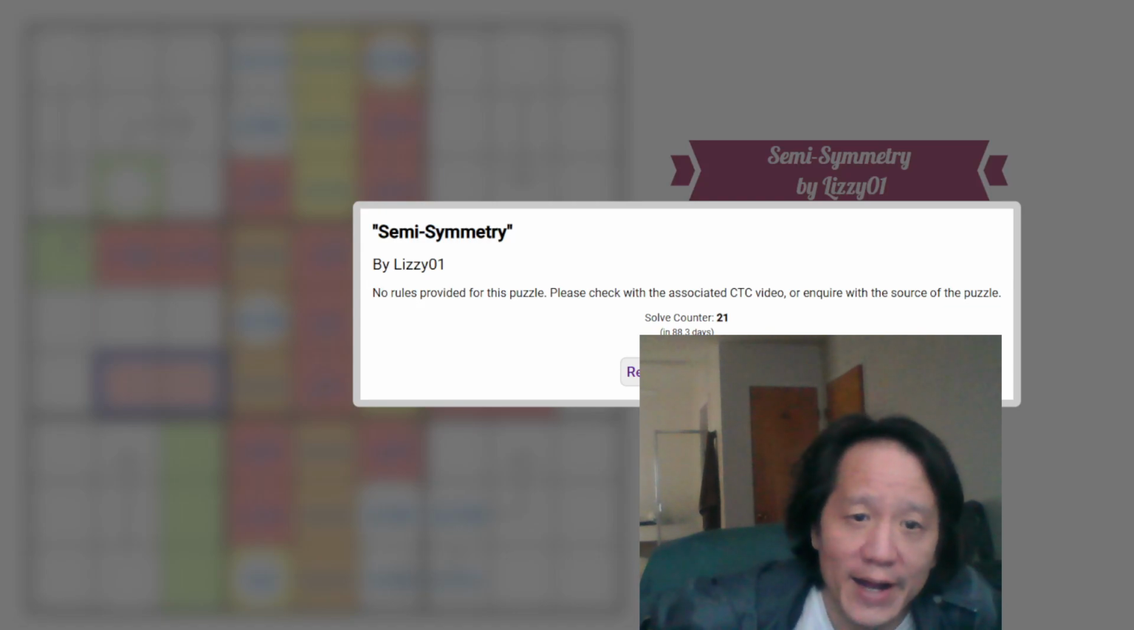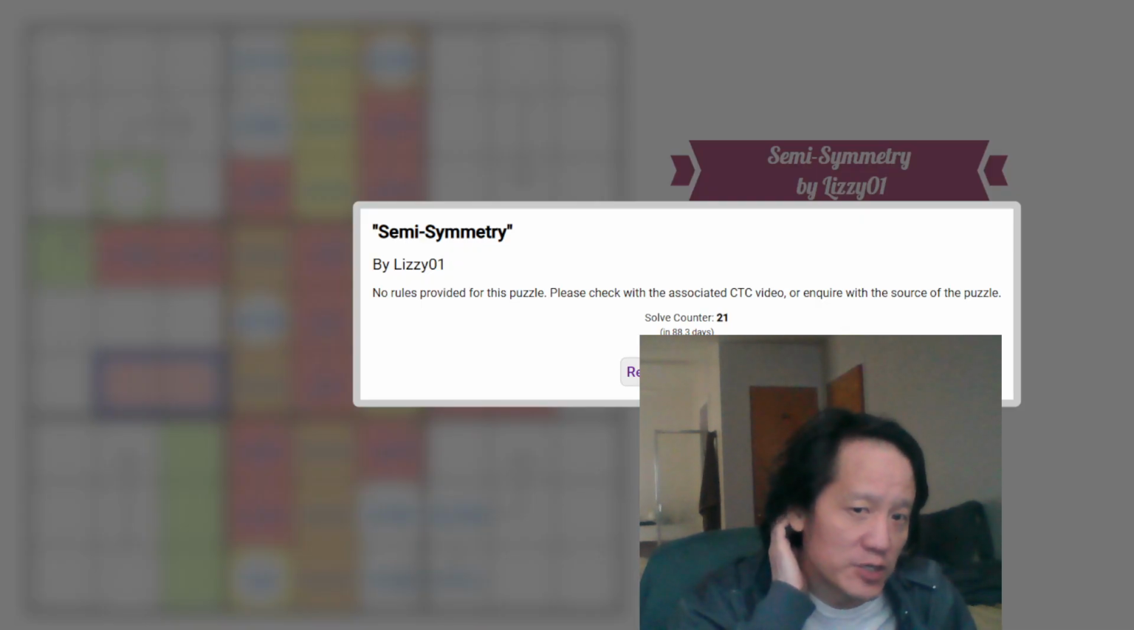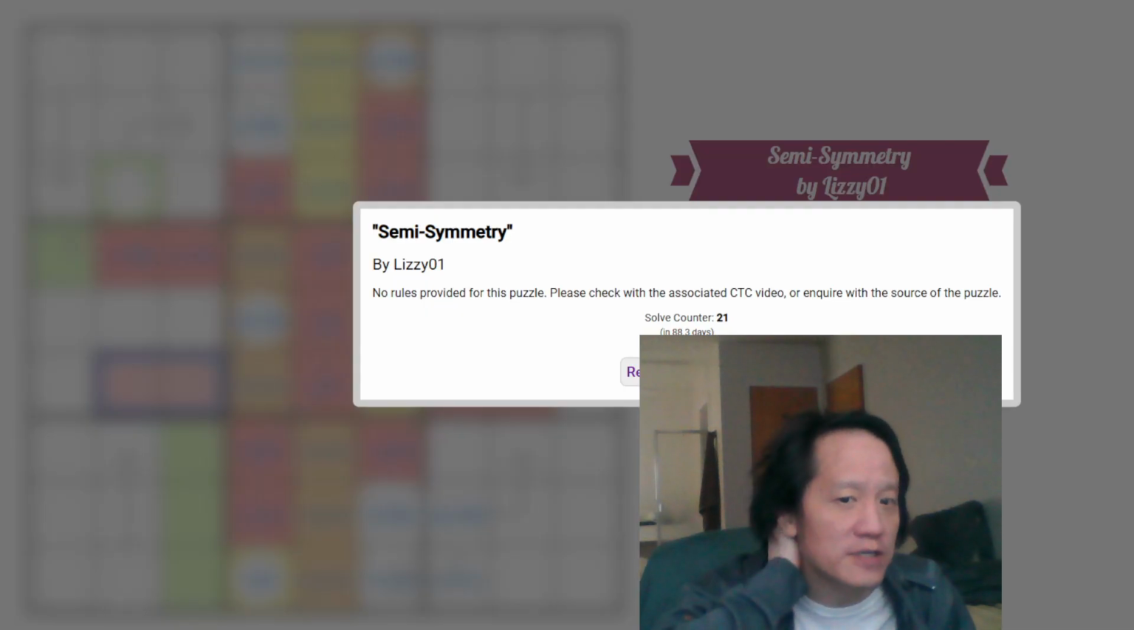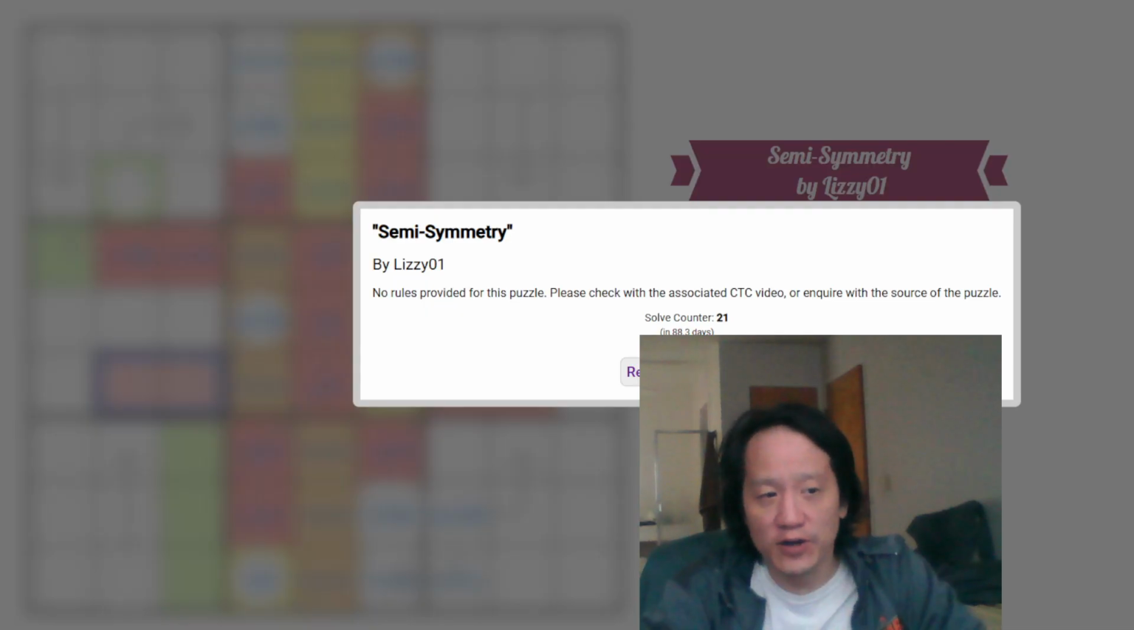Okay, we're back on this puzzle. It's called Semi-Symmetry. It's a very hard puzzle by Lizzie01. We're refreshed. We're hopefully ready to go.